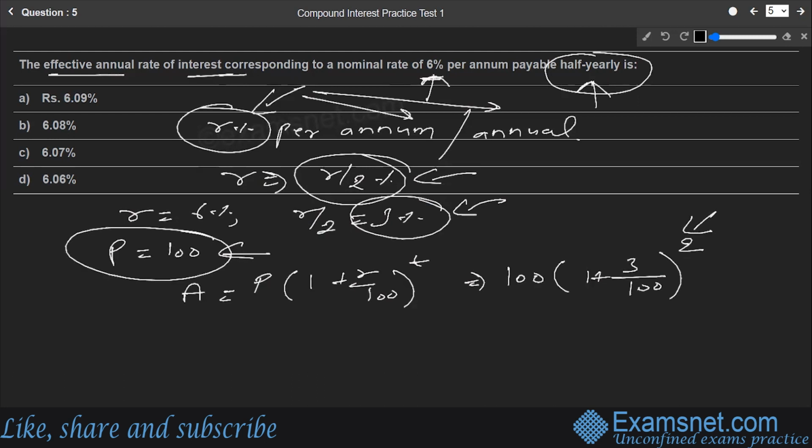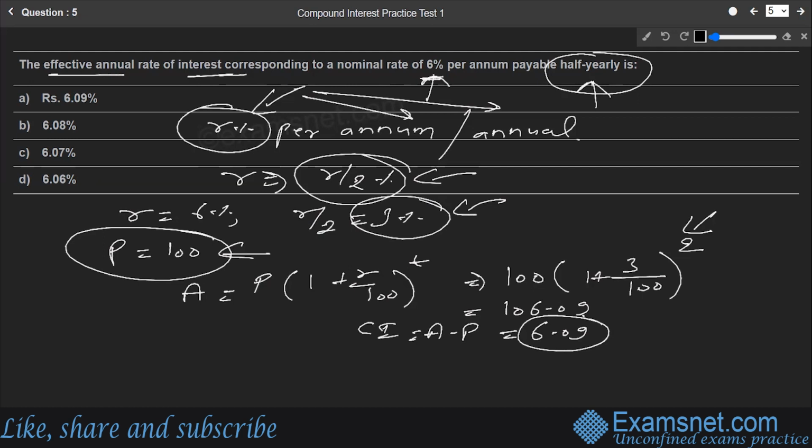So if we solve this together, this ultimately comes out to be 106.09. The compound interest can always be calculated as amount minus principal, that is 6.09. So this is the compound interest which you are receiving if you compound half yearly, and in 2 steps the total amount or total interest is calculated.